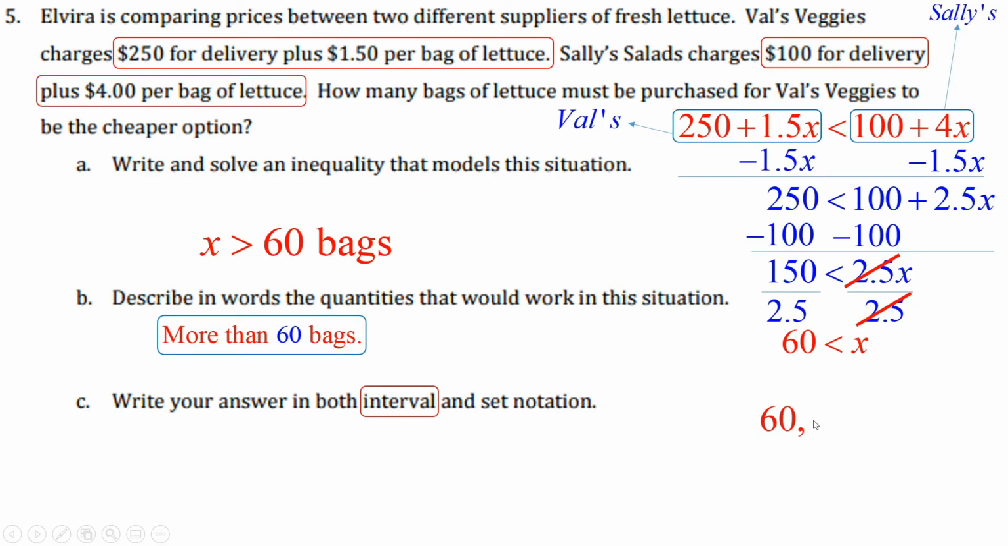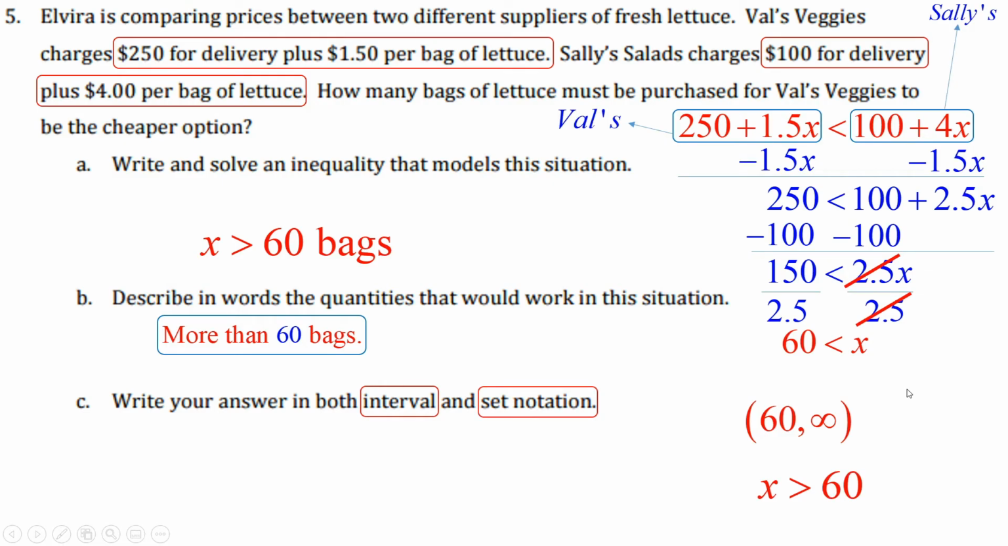And my right bound, well, I don't know how many more I'm going to buy, so let's go to infinity. And more than means we cannot equal 60, so I have to go parenthesis. And I can never reach infinity, so I have to go parenthesis on that side too. So this is the open interval from 60 to infinity bags of lettuce. Now set notation. Well, set notation, we already have it up here. X is greater than 60.